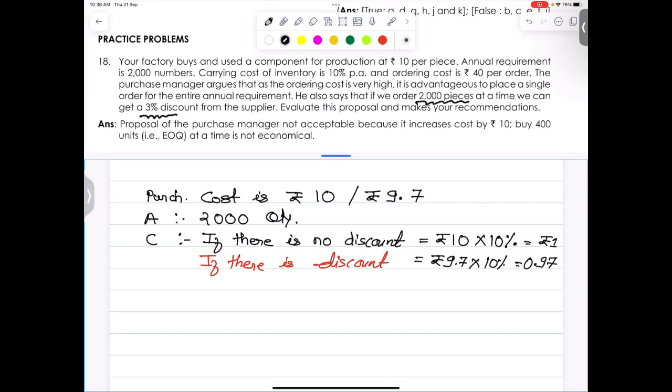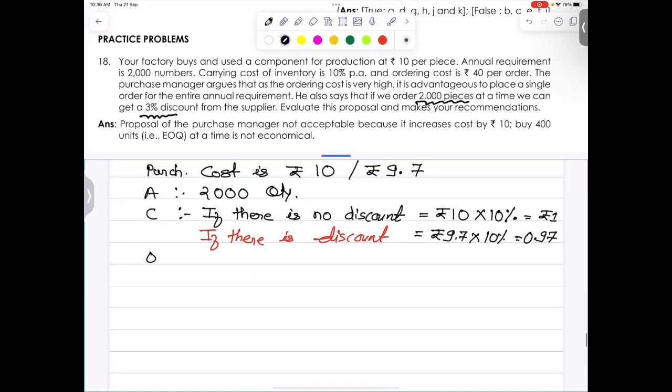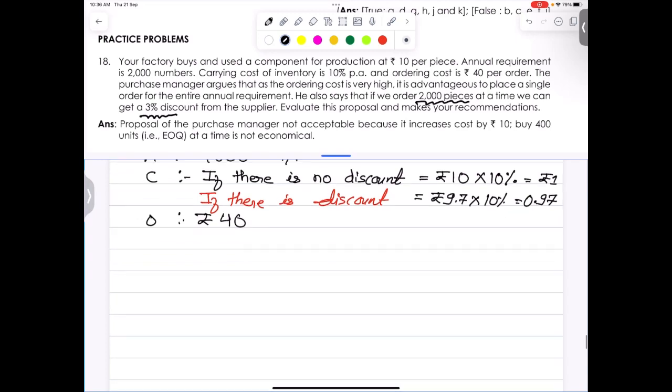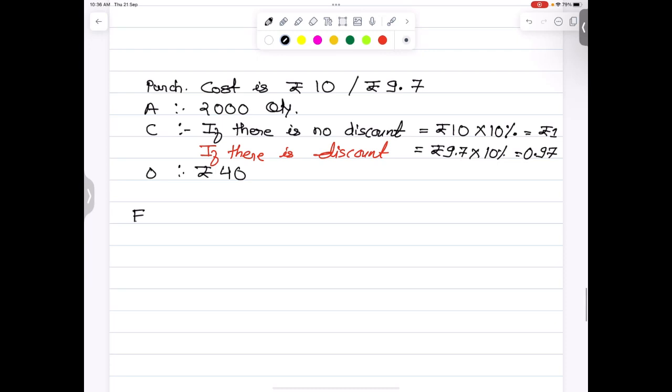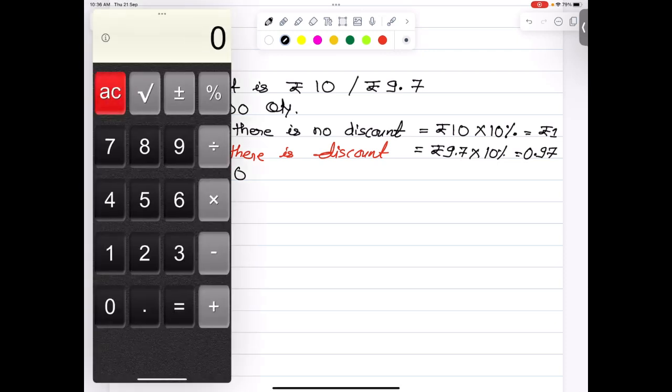Clear? Let's move ahead. We have been given the ordering cost. What is the ordering cost? It will be rupee 40. Okay. Now we have to evaluate this proposal whether to accept the quantity discount of 3% or not. So first of all, my dear student, we have to calculate the economic order quantity.